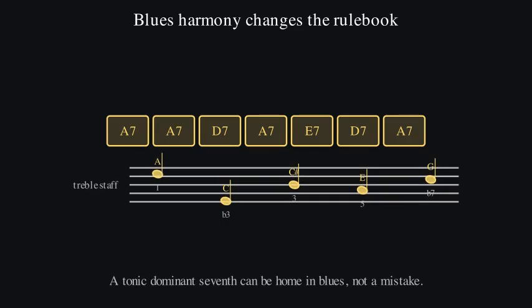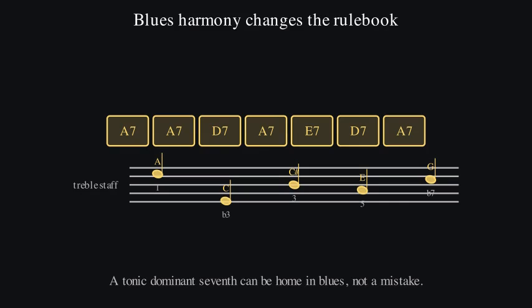Classical functional harmony would call a 7 a dominant that should resolve to D. But in blues, dominant 7th color can live on the tonic. The flat third can rub against the major third. Prediction here comes from form and style. 12-bar blues is a stronger map than a strict major scale chord table.